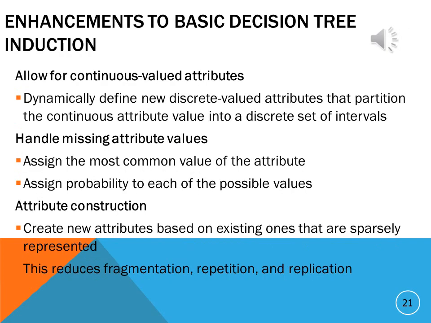Several enhancements have been introduced to improve basic decision tree algorithms. These include support for continuous valued attributes by dynamically discretizing them, and techniques to handle missing values by assigning either the most probable value or distributing instances probabilistically. Another enhancement is attribute construction, where new attributes are formed by combining existing ones to reduce data fragmentation and increase interpretability.